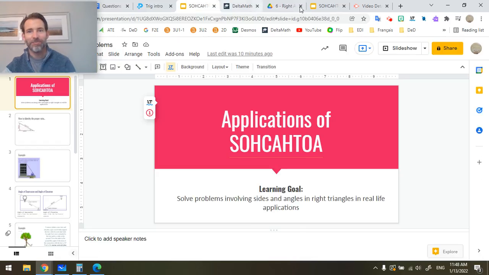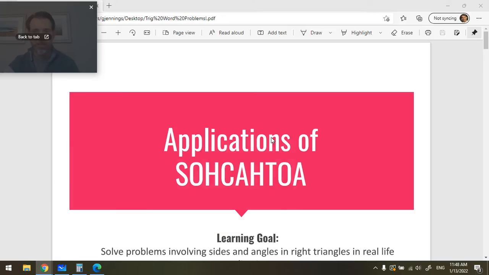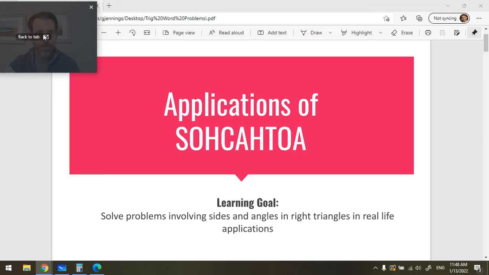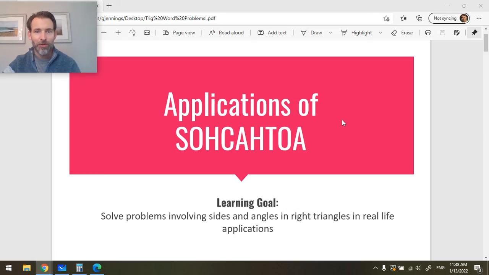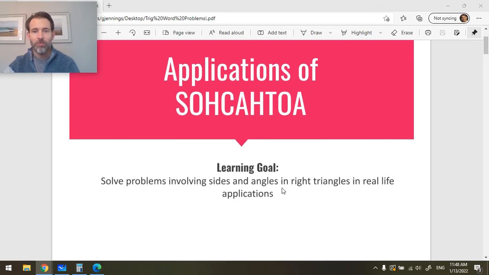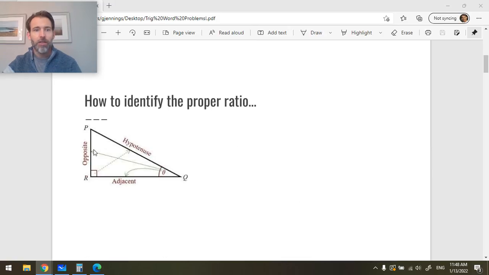So let's take a look at our lesson for today. Applying SOHCAHTOA. We are going to now apply this to problems involving sides and angles in right triangles. Only right angle triangles yet. Next unit will be non-right angle triangles in real life applications. So let's take a look. First, again, let's draw some triangles here.